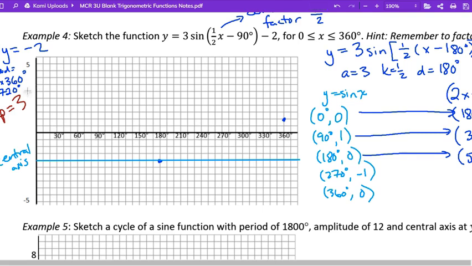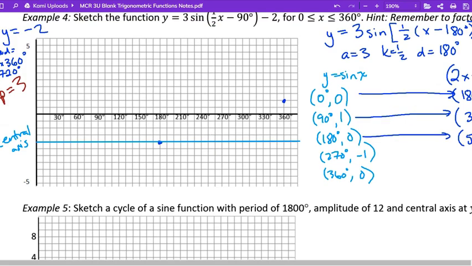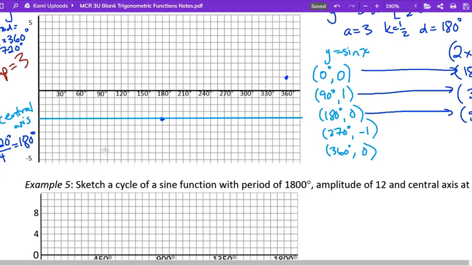And so if our period is 720, we break up our function into 4 pieces. And that means that every 180 degrees, there is a change in the function. We get a key point every 180 degrees. So if I take my period, 720 divided by 4, I get 180 degrees. And that tells me that every 180 degrees, I get a key point.